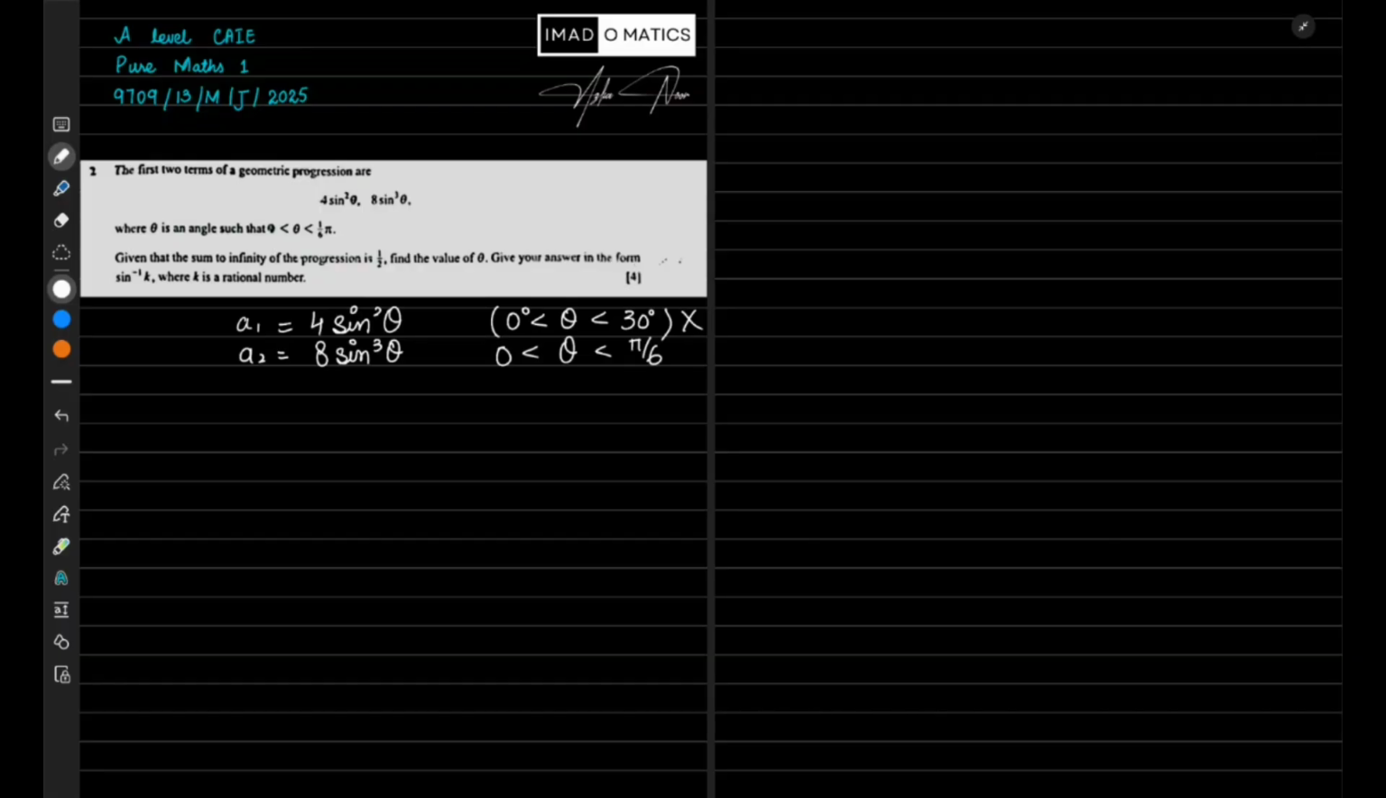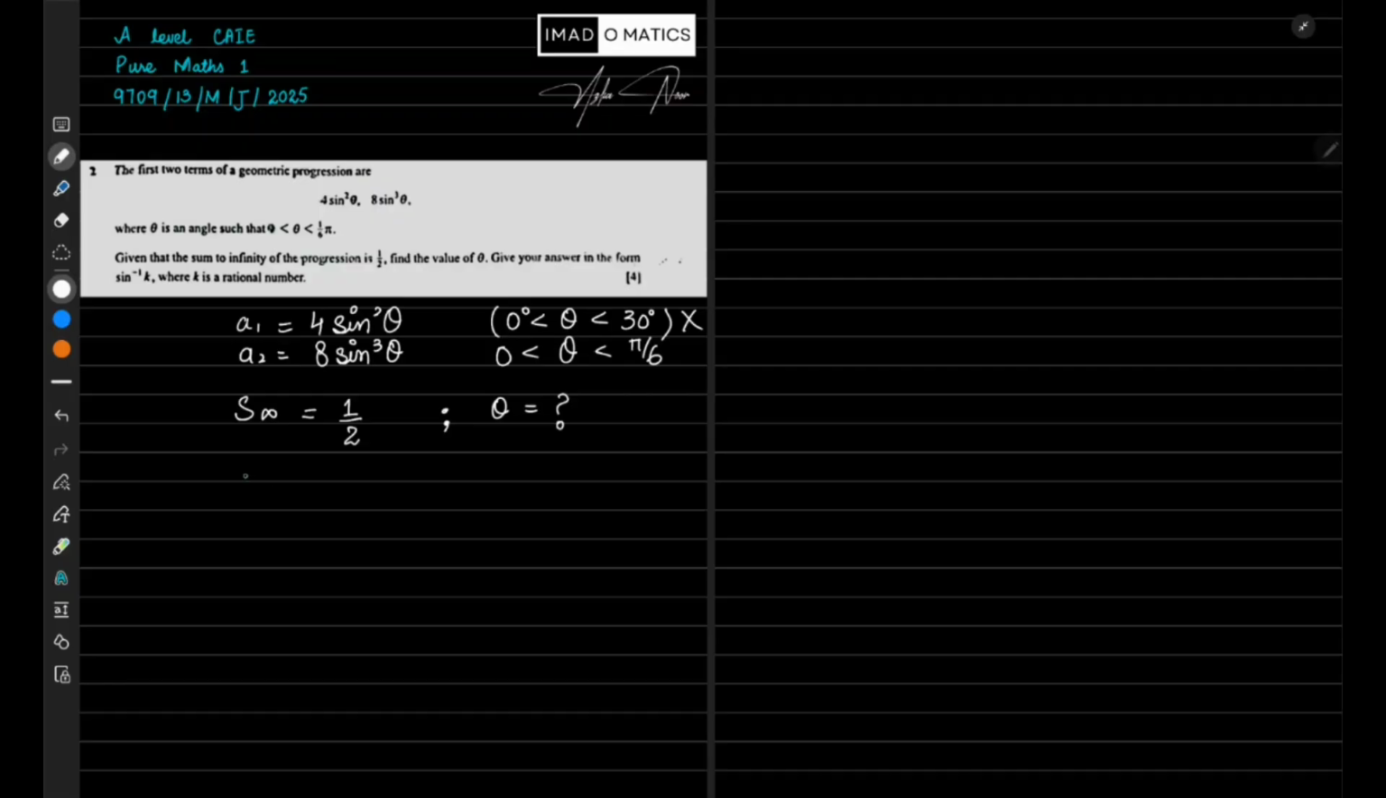Okay, so your angle must be between 0 and pi by 6 in radians, given that the sum to infinity of the progression is 1 over 2. So sum to infinity is equal to 1 over 2. Find the value of theta. Okay, and theta is what we need to find. One more thing they have given you is to give your answer in the form of sine inverse of k. Means don't solve it for the angle, just keep it in inverse form.